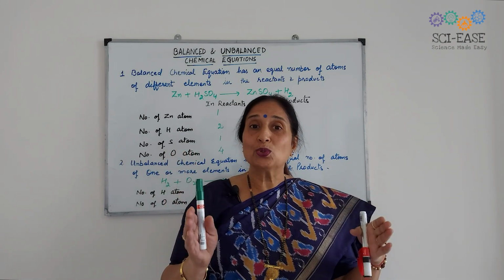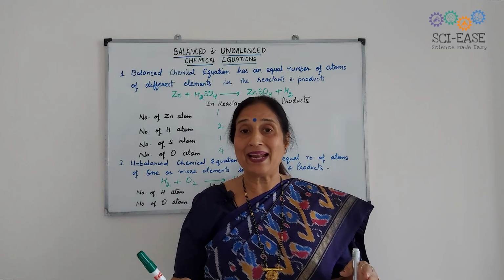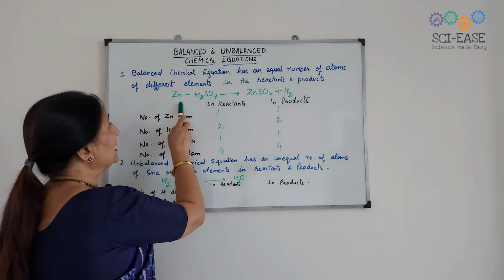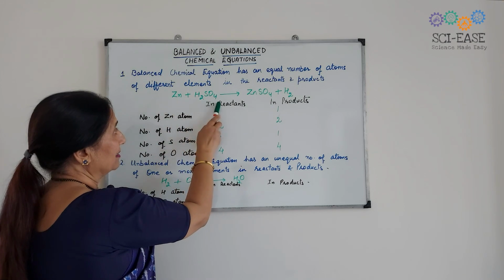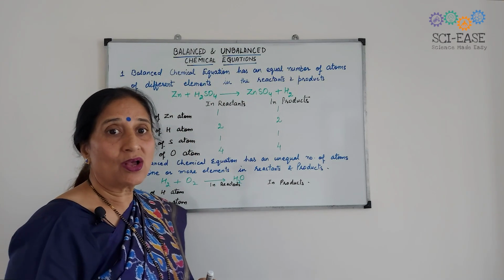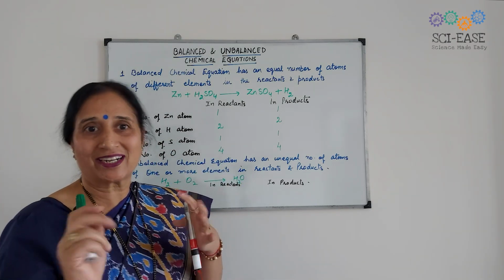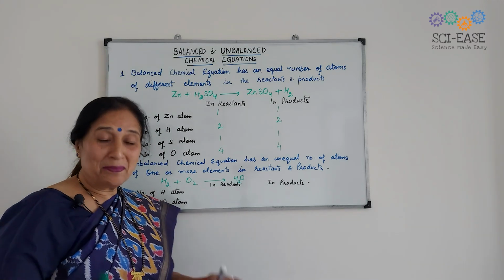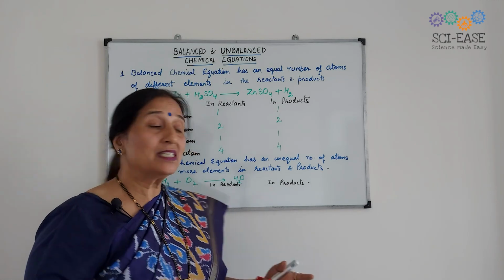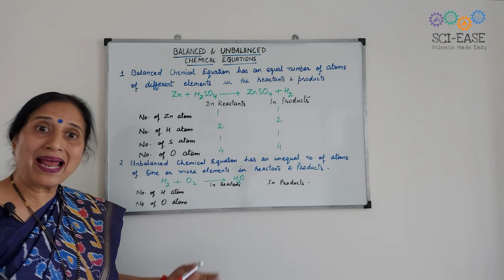Another method to see whether the equation is balanced or unbalanced is that you can add the masses of different elements present in the reactant side. They should be equal to the masses of all the atoms of different elements on the product side. This is in accordance with the law of conservation of mass. You will see that both are equal. This means that this equation is balanced.